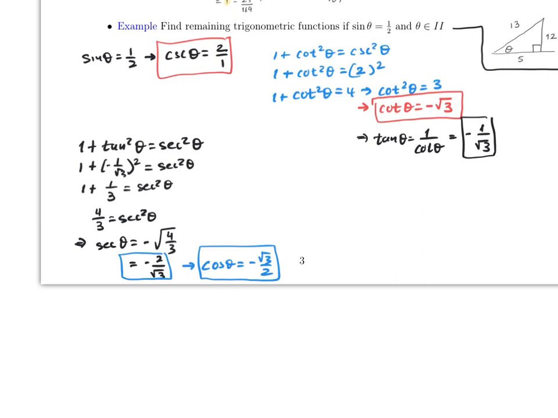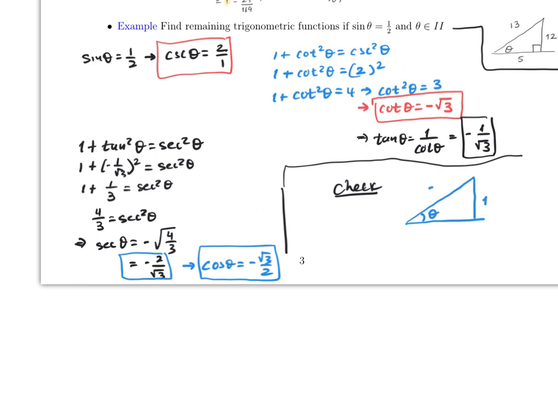Now, I told you, you can check all your work with a triangle. So let me check the solution and see that everything matches. So this is what I mean by checking. The thing that they give you was sine of theta is 1/2, and you were in the second quadrant, okay? So if this is theta, this is 1, this is 2.